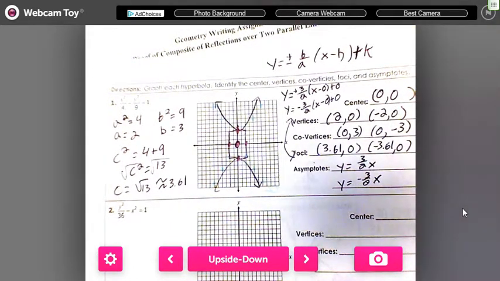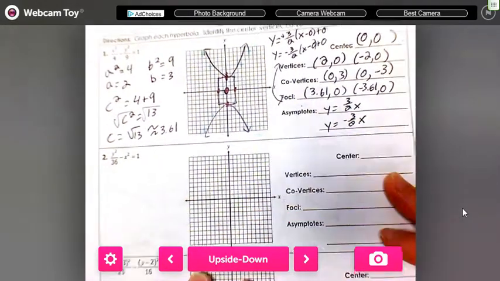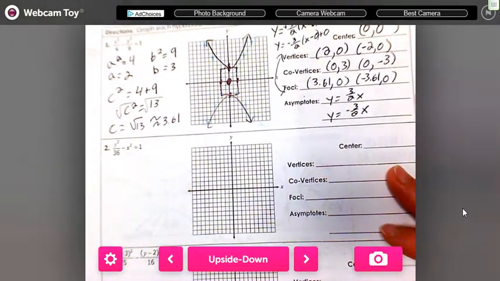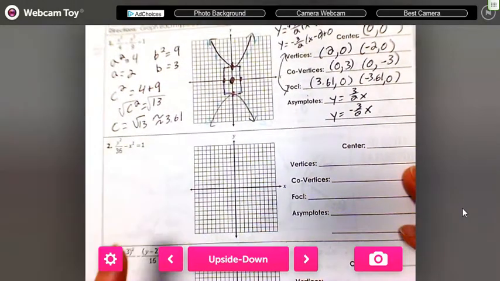Questions about this? Okay. Let's start with number 2 then. Let's look at number 2. Okay. Can somebody tell me what the center is for number 2?